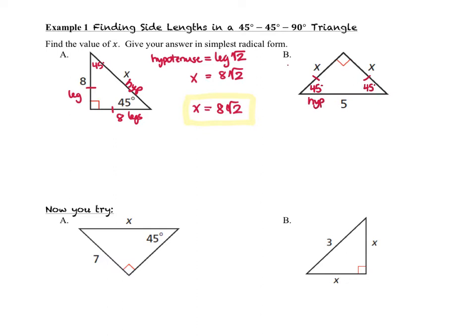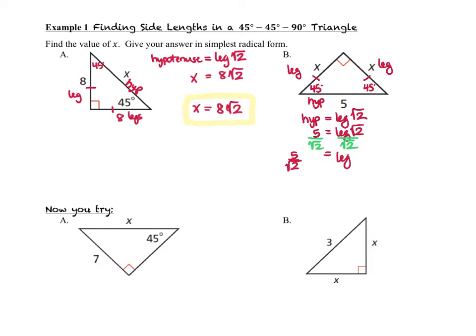We're going to label the hypotenuse and the legs, and then we're going to remember once again the relationship that the length of the hypotenuse is equal to the length of the leg times the square root of 2. Next, we substitute in the hypotenuse length, which we were given in the question. And then we see that we're going to need to divide both sides by the square root of 2 to solve for the leg length. So we end up with the leg length is equal to 5 divided by the square root of 2.